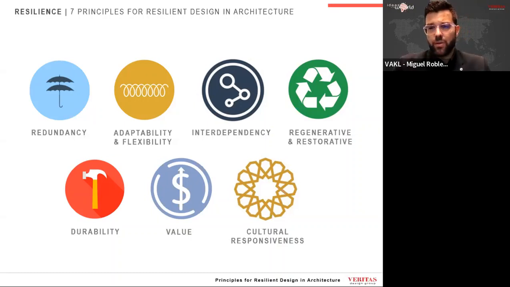Regenerative and restorative, which recognizes the incorporation of systems that reduce the demand or the reliance on fossil energy sources and infrastructure systems, while reducing the carbon footprint of the building. The fifth is durability, which recognizes the ability to offer long-term value to the building, to the occupants, and also to the owners. Value is the sixth that describes the capacity to provide social, environmental, and economic benefits to the occupants, the owners, and even the surrounding community.